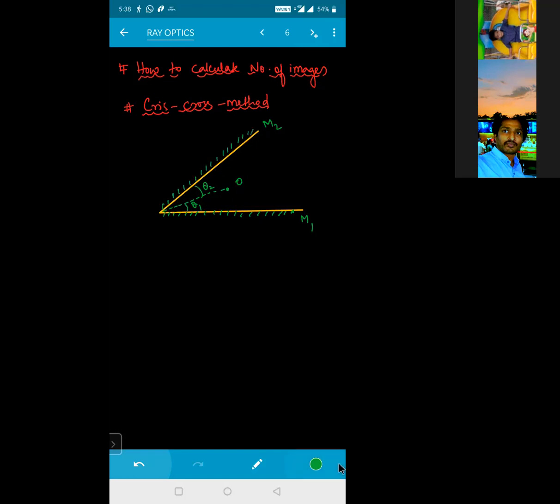Now think here. See, will this object O be the object for the mirror M1? The object is between two mirrors, like in a maze, we generally see in a maze. So if you see this one, for the mirror M1, this is the object. Whatever the angle is here, at the same angle another image will be formed here. And this object is also right now here, so for this mirror also we'll get one image right now here. This is I1 dash.